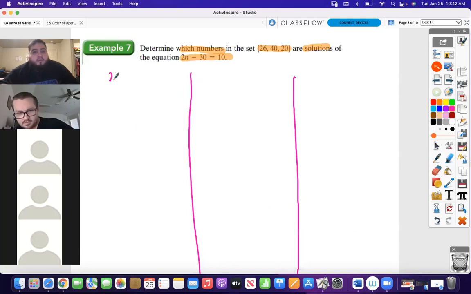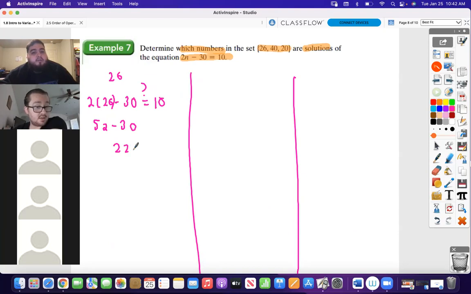So this is for the 26 value. So it'll be 2 parentheses 26 parentheses minus 30 equals 10. Always put a question mark on top of the equal sign because we don't know if 26 is a solution. We don't know if the left is going to equal the right. Then do PEMDAS. 2 times 26 is 52 minus 30, which is 22. And 22 does not equal 10. So therefore, 26 is not a solution.